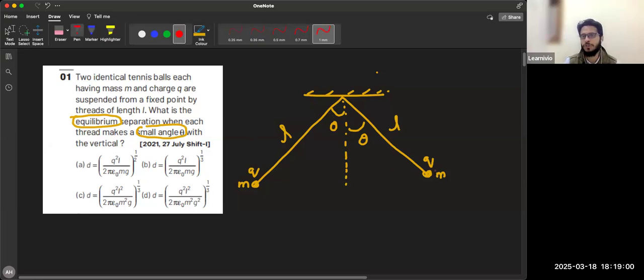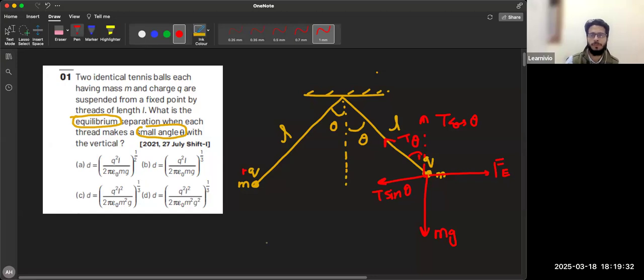So what are the different forces which are acting on this mass M? First one is its weight, which is acting downwards, it's Mg. Second is the tension, it's acting in this direction. Then this positive charge will repel this positive charge, it will experience an electric force which is Fe. If this angle is theta, you can resolve this tension into two parts. This will be T cos theta and this will be T sin theta.